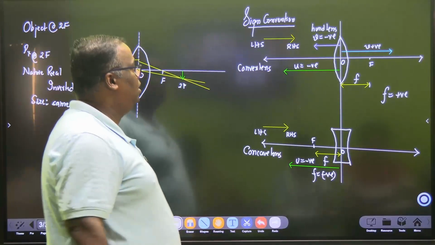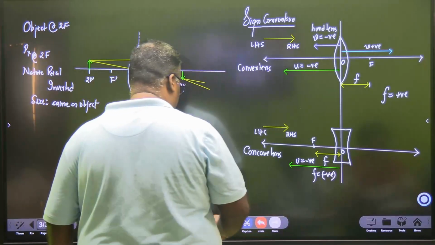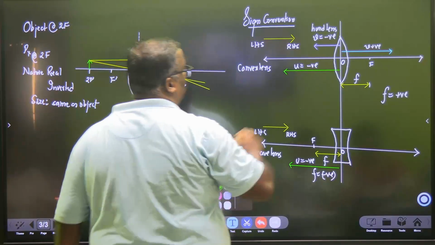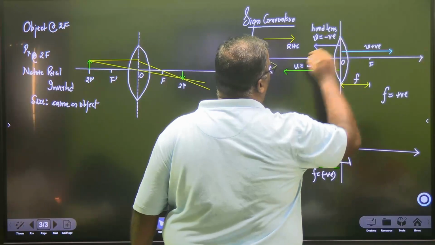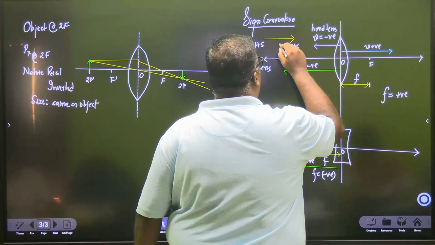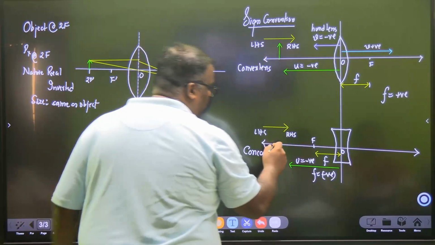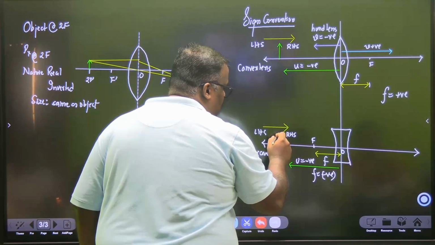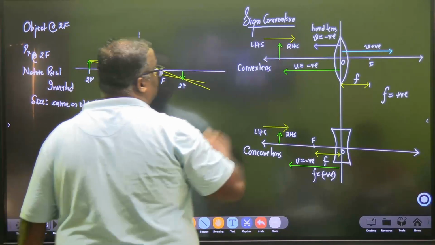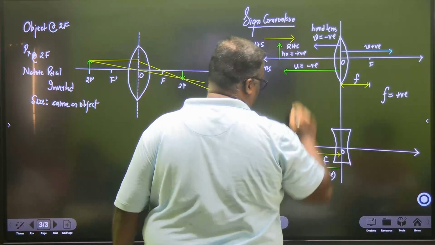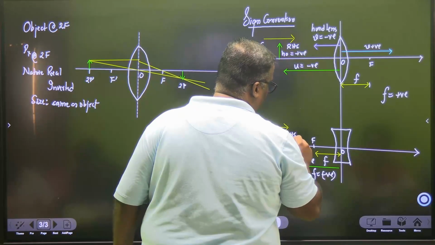Okay? Now we come to something called object height. Object height is always measured from the optical center. So the object height is always positive, whether you are on this type of lens or on this type of lens. The object height HO is always positive.